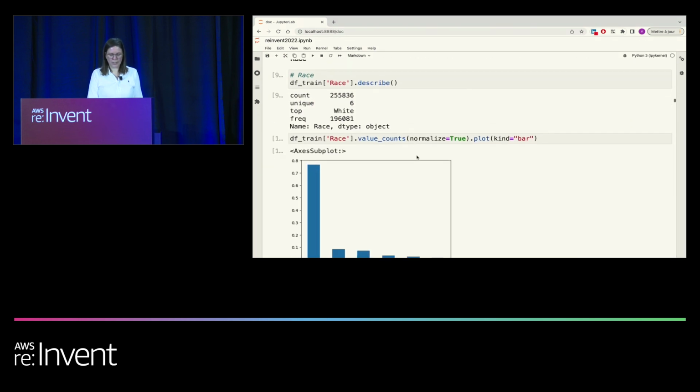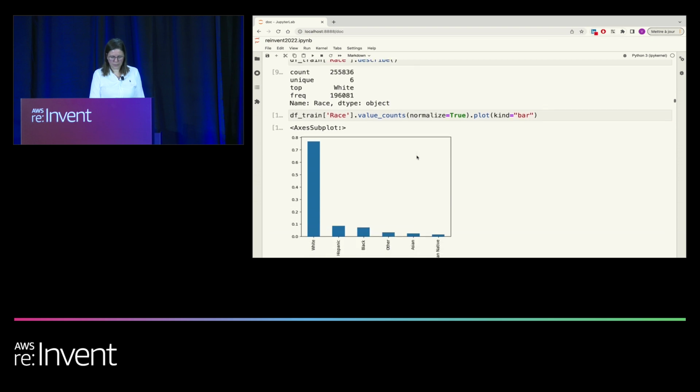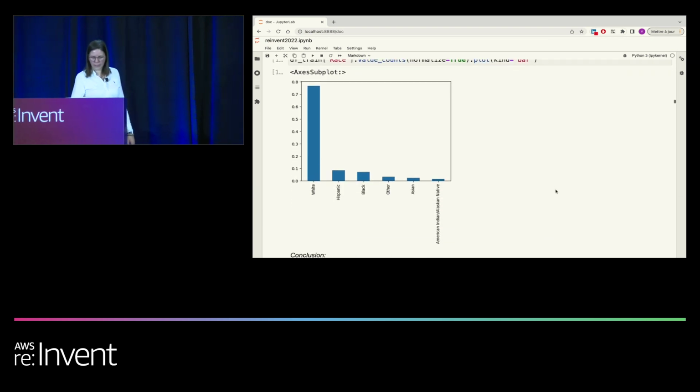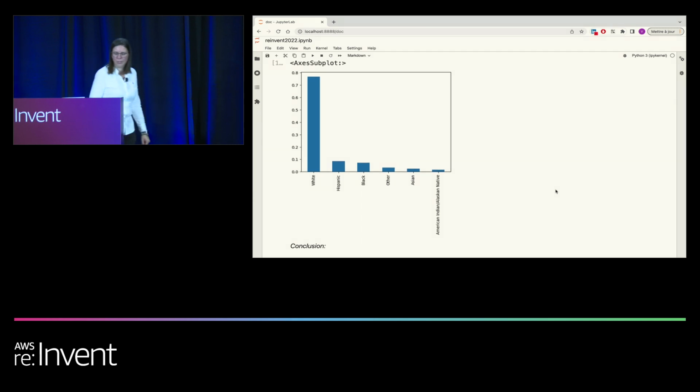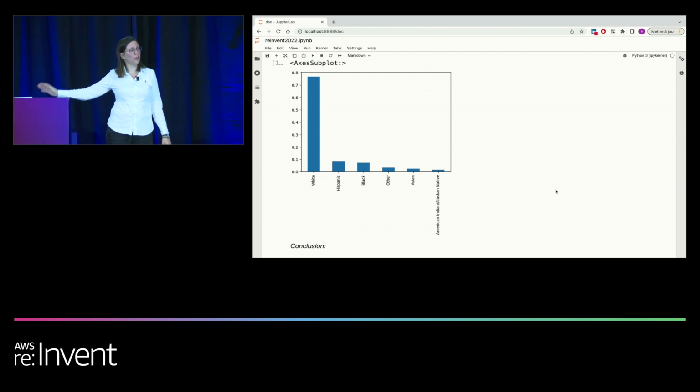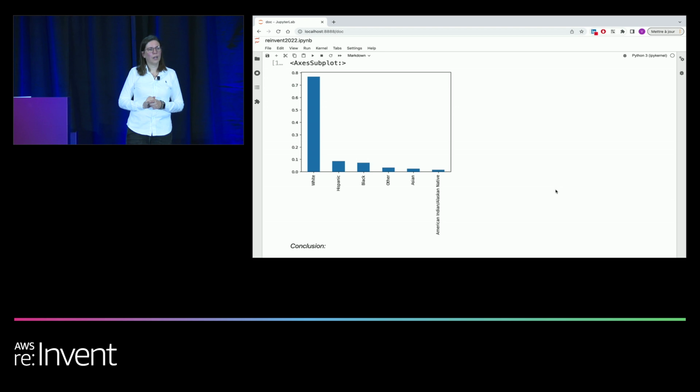And if we are looking at something like the race, you have 6 modalities: white, Hispanic, black, other, Asian, and American Indian and Alaskan Native. And you have this kind of distribution. Remember, we are trying to have uniform distributions for categorical features, and it's not the case here. What can we do with that?